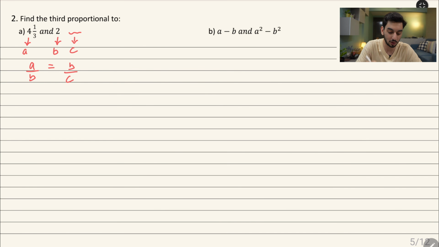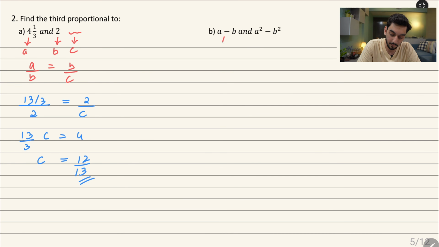Let us just plug in the values. Firstly, I do not like that 4 1 upon 3. I need to convert that mixed fraction to an improper fraction. 3 4s are 12 plus 1 is 13, so it is actually 13 upon 3 upon B. B is just 2, equal to 2 upon C. So it becomes 13 over 3C is equal to 2 times 2 is 4. Now just send the 3 and 13 to the other side, so it becomes 3 times 4 is 12 over 13. That is basically my third proportional in this one. Okay, let us move ahead to the next one.